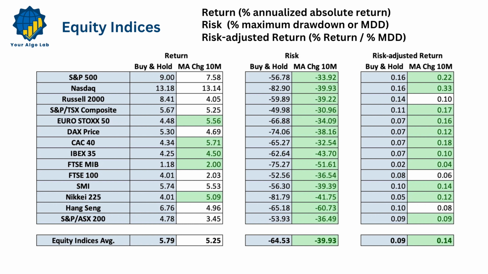In terms of risk-adjusted returns, the 10-month moving average change strategy performed better across most indices. This consistency is crucial, as it suggests the indicator is effective across similar asset classes.